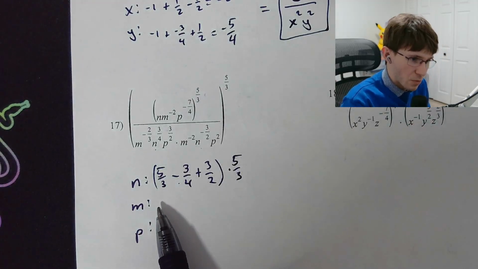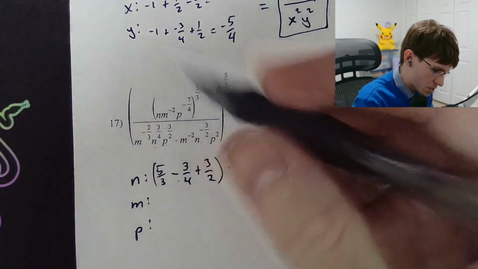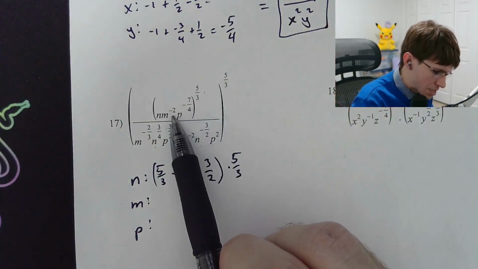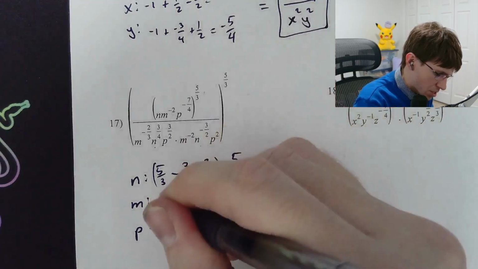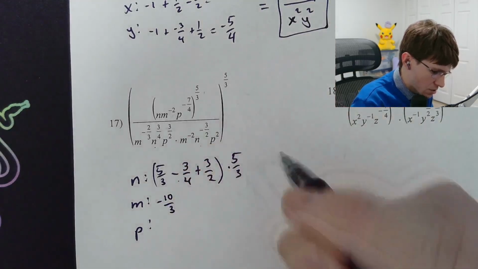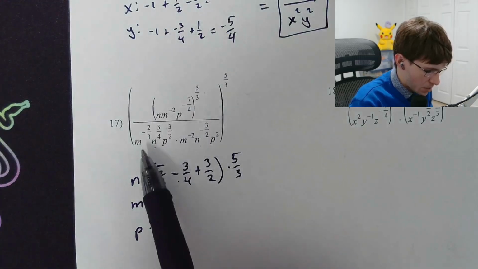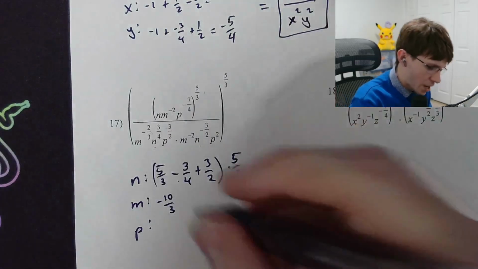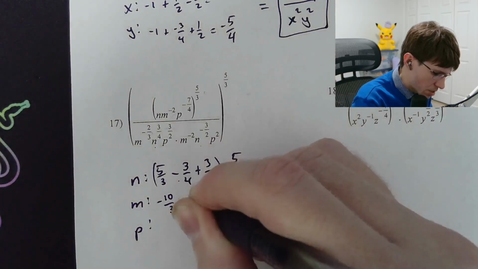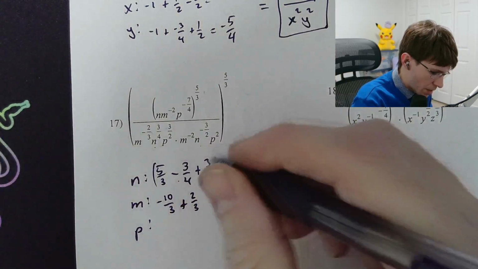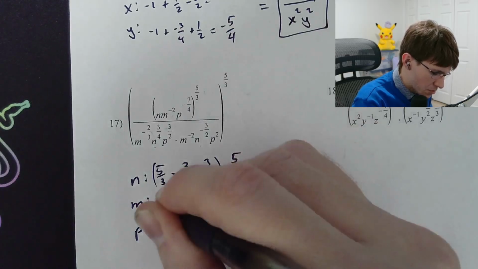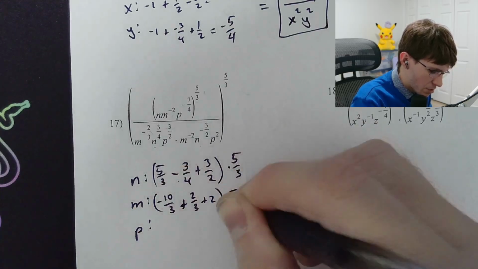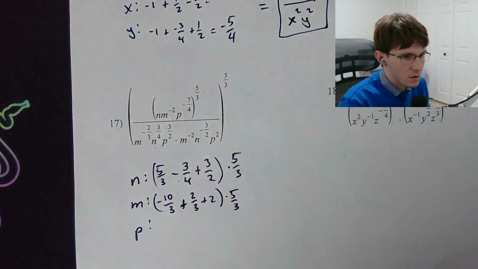Now for this letter M, what are we going to do? We're going to do the same exact process. We have the -2 times the 5/3. So that is -10/3. And now the next letter M here, we have -2/3, but it's really a +2/3 because it was in the denominator. And then that -2 becomes a +2. And again, all that multiplied by 5/3.